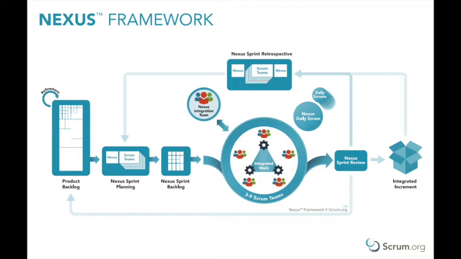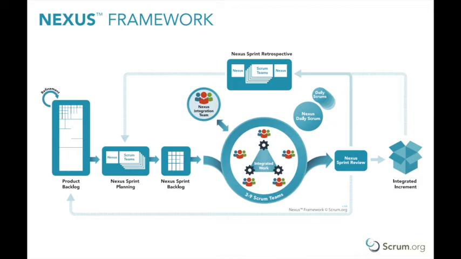Nexus roles, events, and artifacts inherit the purpose and intent attributes of the corresponding Scrum roles, events, and artifacts as documented in the Scrum Guide at www.scrumguides.org. Nexus roles. A Nexus consists of a Nexus integration team and approximately 3 to 9 Scrum teams.